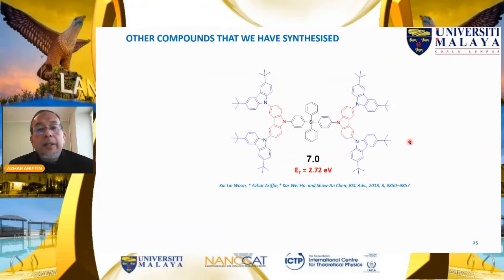Other than that, we have also successfully synthesized this compound, just that we don't have enough amount to make a device to study its behavior as an OLED device. This molecule also has quite good triplet energy, 2.72 electron volt, which is maybe suitable as an electron transport layer or maybe suitable as the host layer in the OLED device.